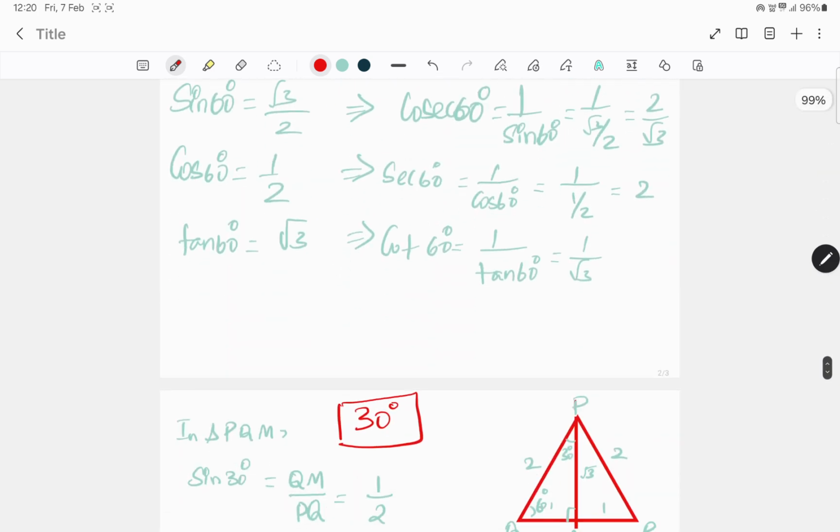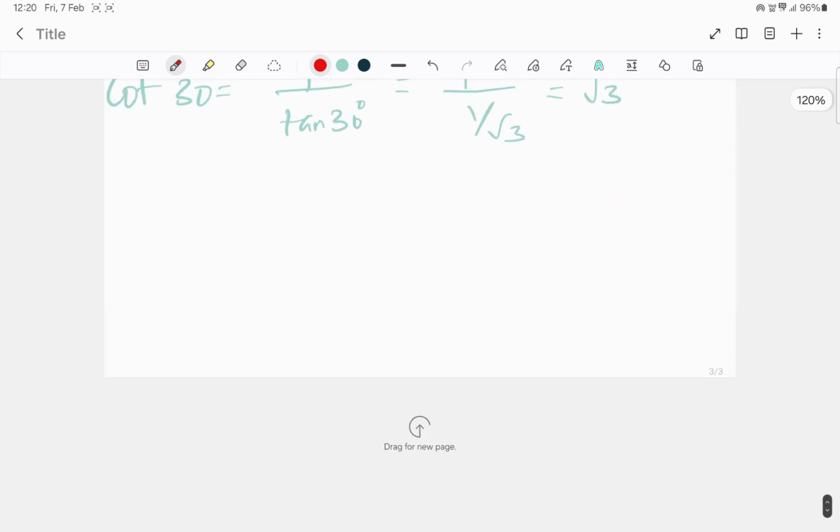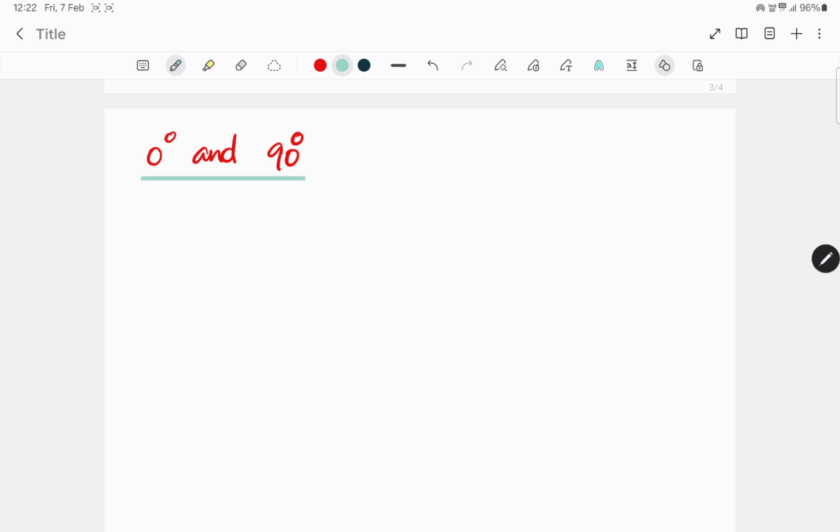Okay, then what are the remaining angles? The remaining angles are 0 degree and 90 degree. For these two angles we go directly to the formula. Just remember the value of sine 0 degree is 0 and cos 0 degree is 1. From these two values we will find the remaining values.